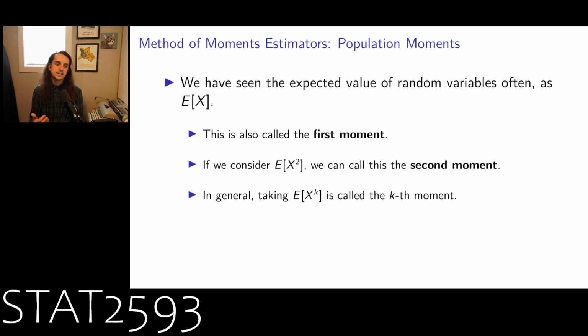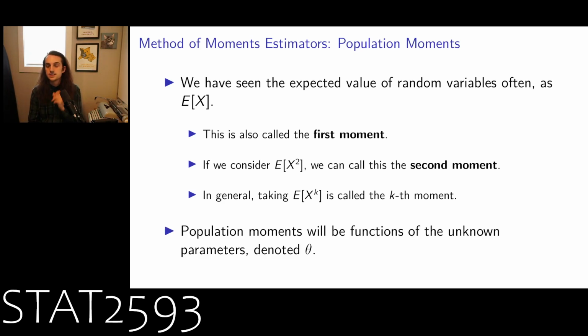Now, in general, if we take the expected value of X to the power k, we're going to call that the kth population moment, right? If you've taken some physics courses and maybe some engineering courses, you may have seen moments in other contexts. They're actually exactly the same thing here. But generally speaking, in stats, all that we care about is that the kth moment is going to be the expected value of X to the power of k. Now, generally speaking, these population moments are going to be functions of the unknown parameters of the distribution, right? So no matter what distribution we have, it's going to be parameterized by some unknown parameters, and the moments are going to be functions of those.